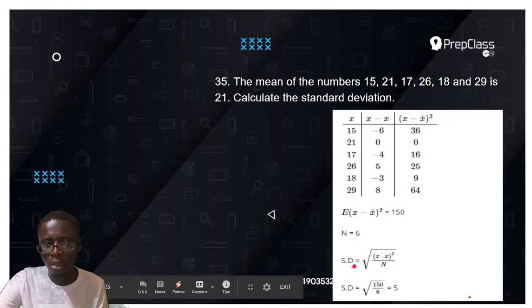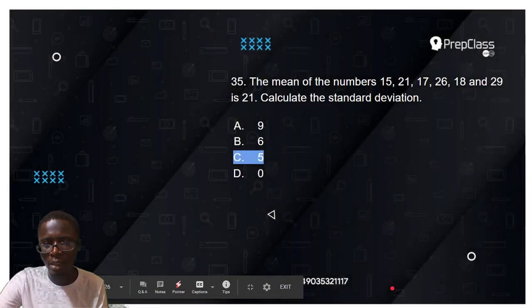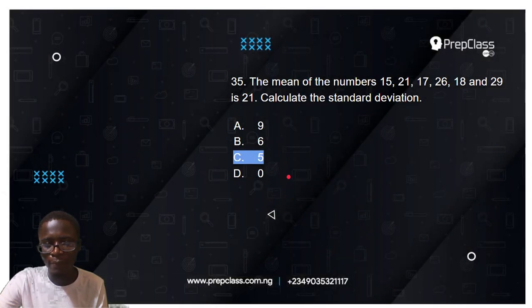So the standard deviation is equivalent to, this is the general formula, the square root of the summation of the square of the deviation from the mean divided by n. The numerator is 150, and the denominator is 6. So 150 over 6 is 25. The square root of 25 is 5. And this is exactly what we have as option C.